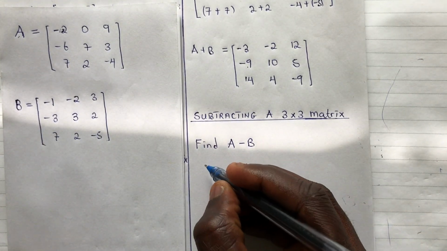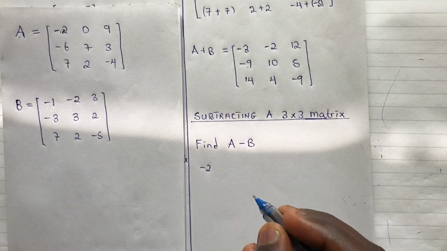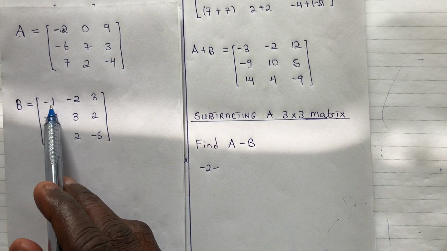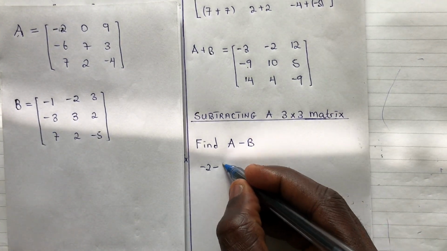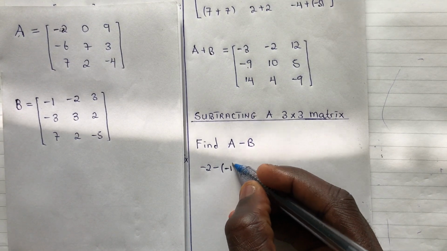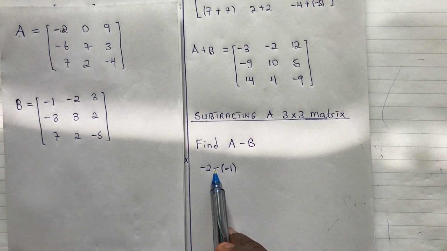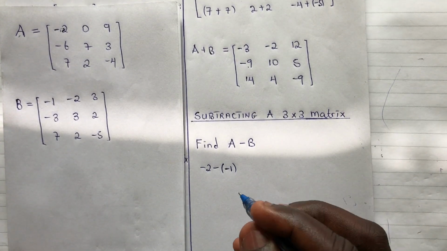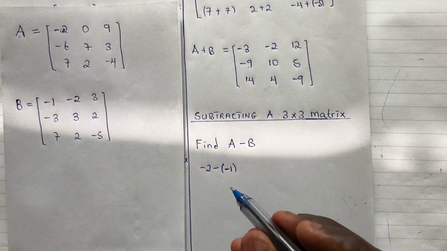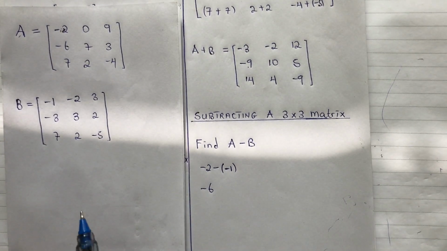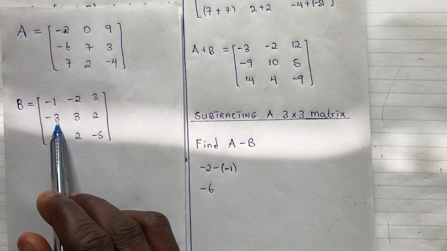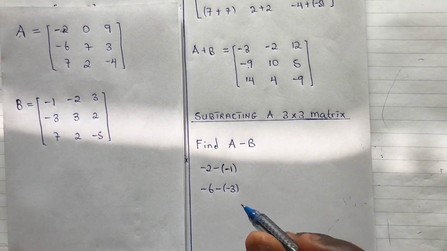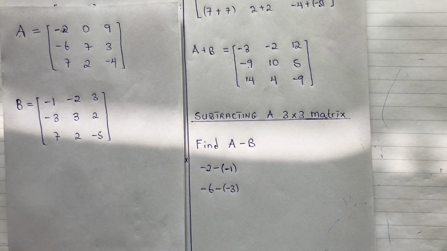So first, we have minus 2. Then we are subtracting, so minus. What is the value we are supposed to subtract? We are subtracting negative 1 from this. So put it into bracket, negative 1. Don't forget that this is the subtraction sign and this value was a negative 1. So we move on to the next. Let's work on 6. So we have minus 6 minus what? Negative 3. So minus into bracket negative 3. If you don't put the negative value in bracket, you will confuse yourself.